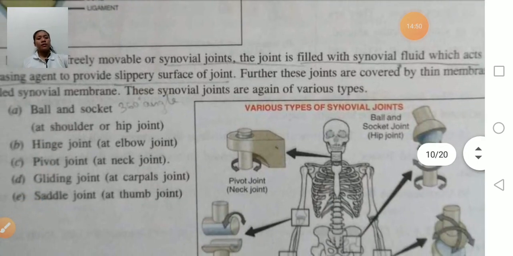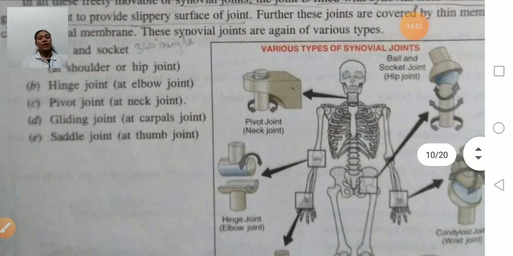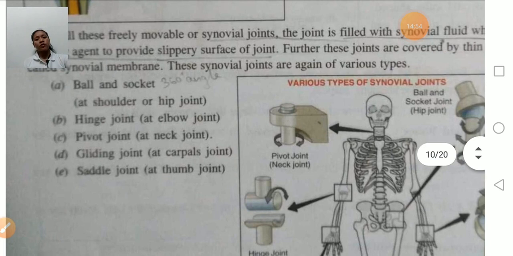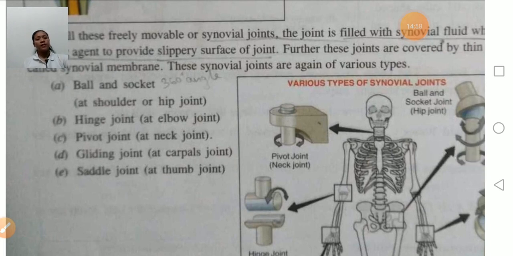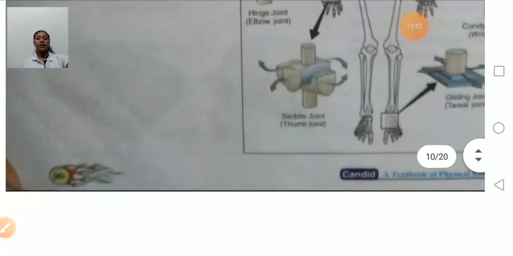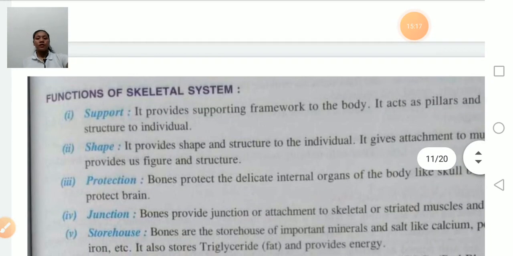And for synovial joints, there are types: ball and socket joint, hinge joint, pivot joint, gliding joint, saddle joint, condyloid joint. Ball and socket joint is present in your hip, hinge joint in your elbow, pivot joint in your neck, gliding joint in the carpals, saddle joint in your thumb. Functions of the skeletal system.